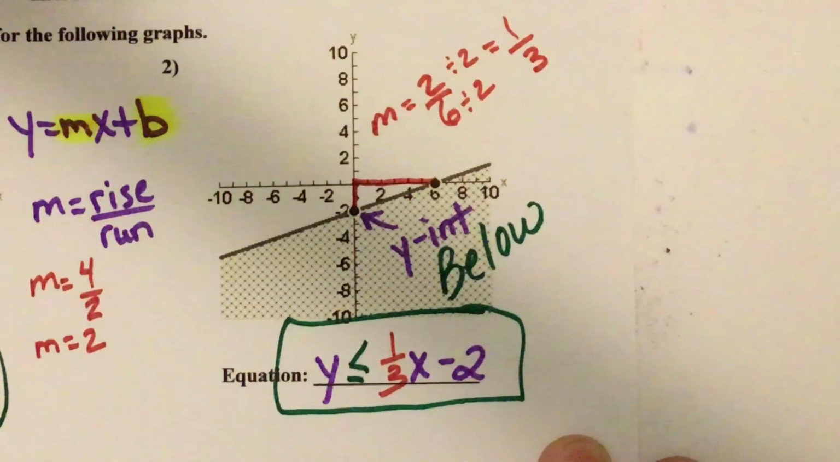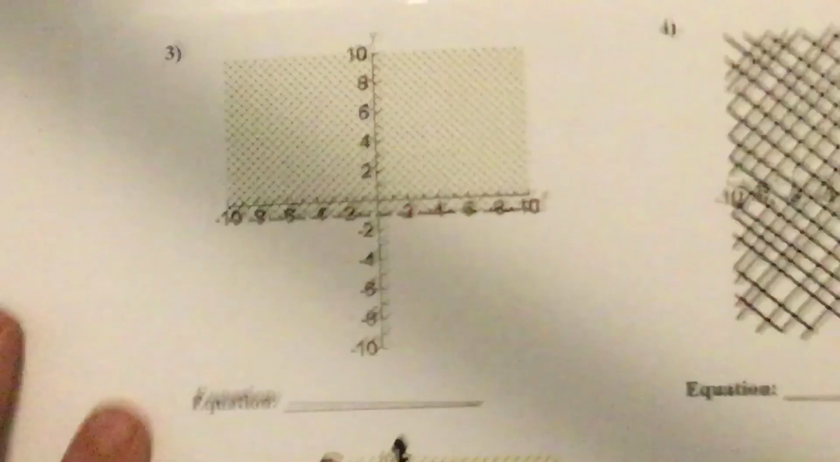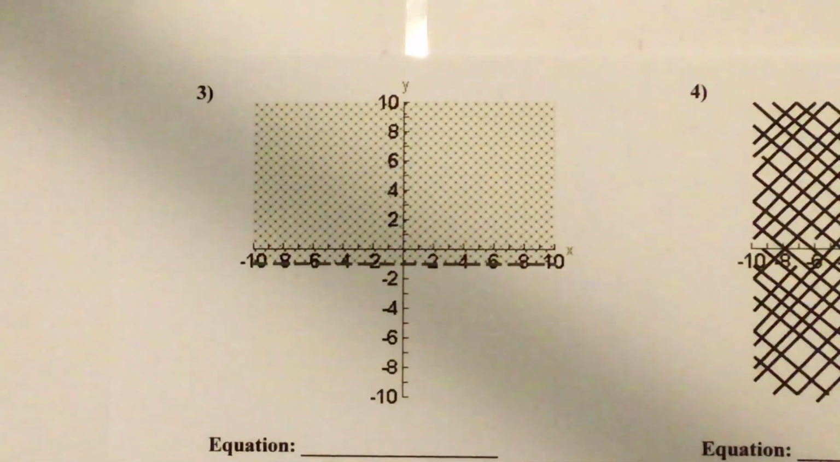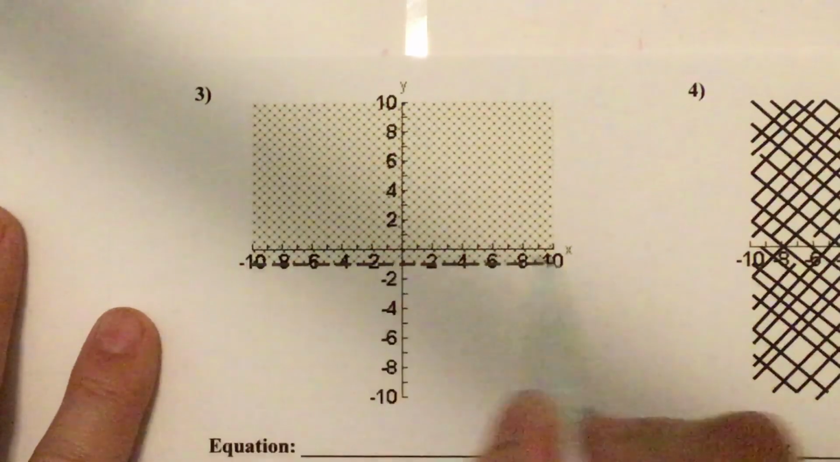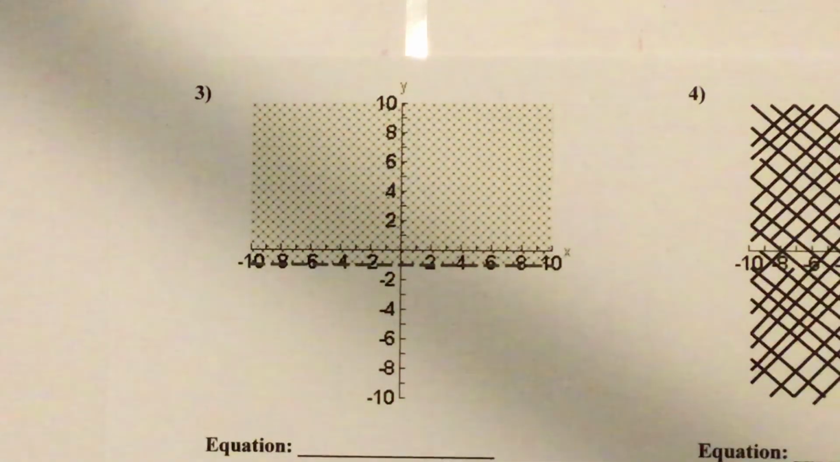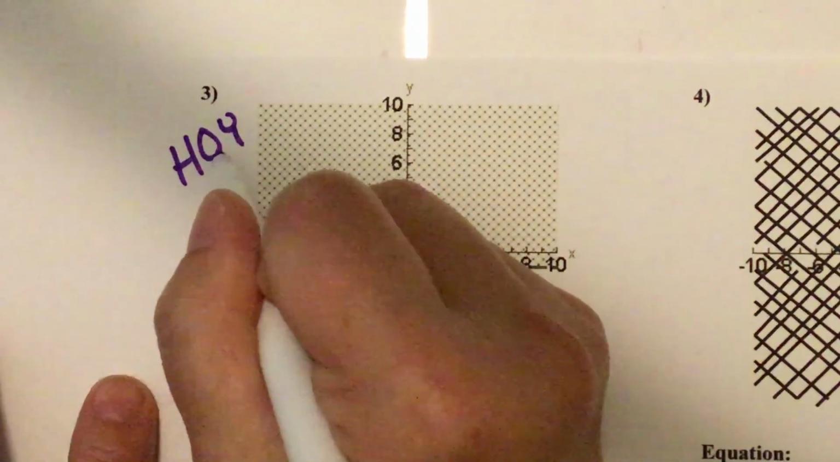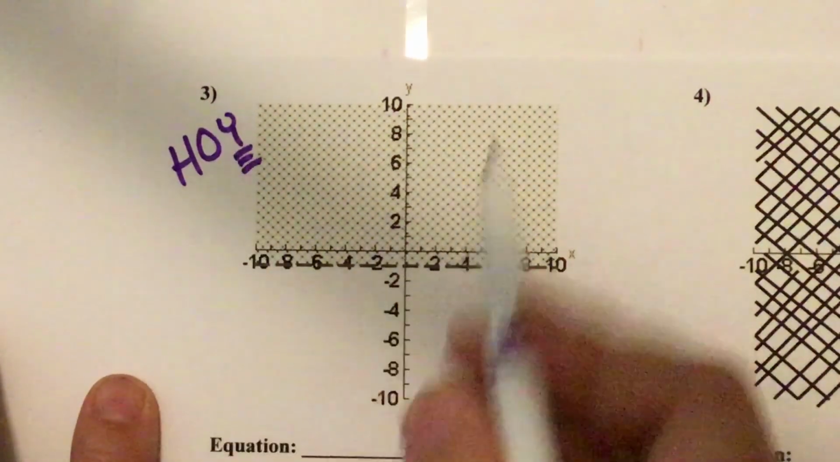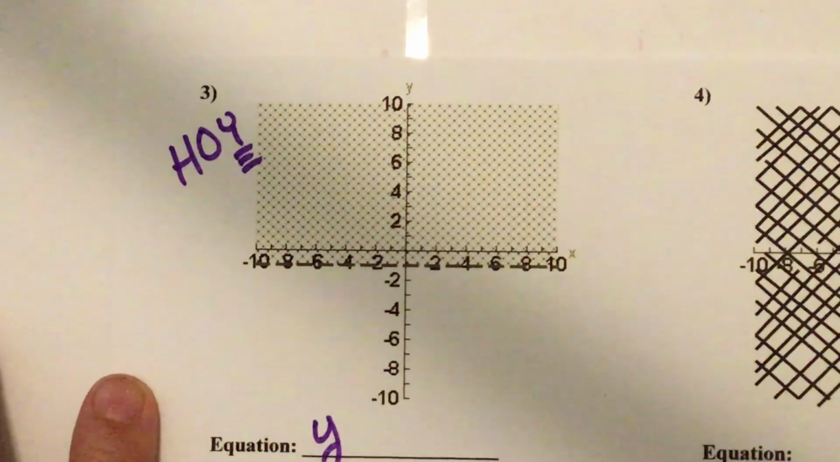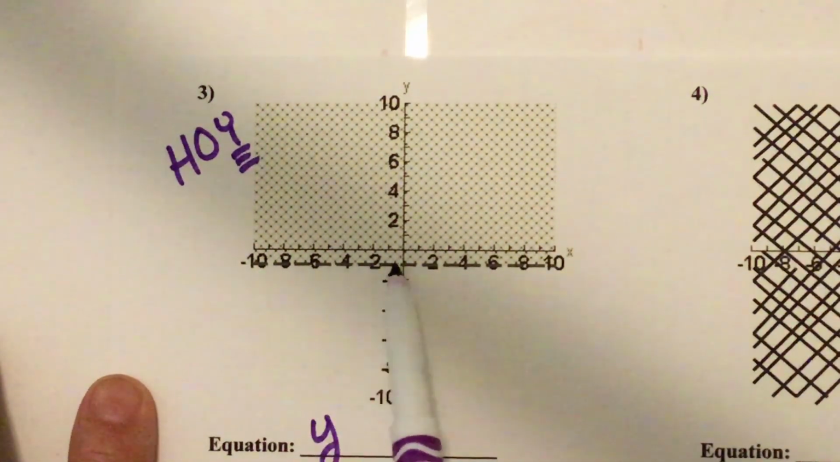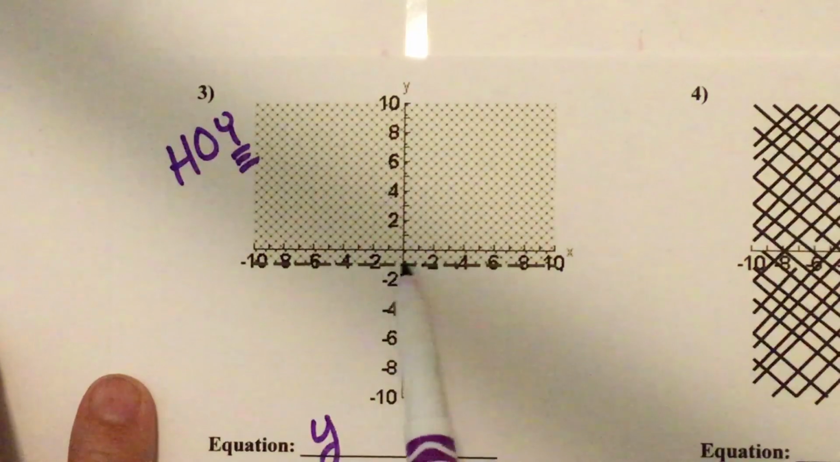Okay, we've got some more to do. So we're looking at pictures and writing equations. Now, is this guy diagonal? Nope. So he's either HOY or VUX. Who do you think he is? It's horizontal, so it is going to be HOY. H stands for horizontal. O stands for 0 slope. Y stands for it's a y equation. All right, so what's your y value everywhere right here? Your y value is a -1.